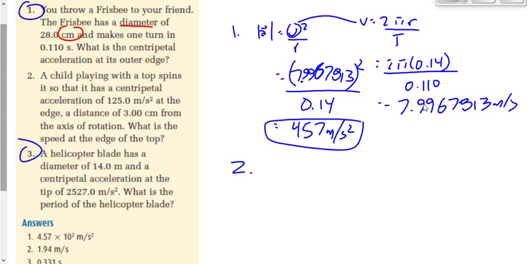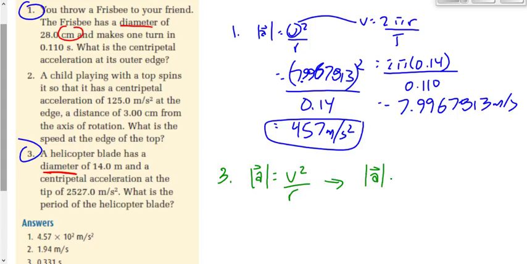Number 3, helicopter blade, I should say. A helicopter blade has a diameter of 14 meters, which, again, we want to draw attention to, because we want to convert that to radius. Here's the centripetal acceleration. What's the period of the helicopter blade? Well, we know this involves centripetal acceleration, so let's do our equation here. a is equal to v squared over r. We know what r is, and we know what a is, so let's solve for v here. It's not what we're looking for, but it's something, right? We've talked about this all year long. If you can't get what you're looking for, what should you do? Get something. Let's get v.